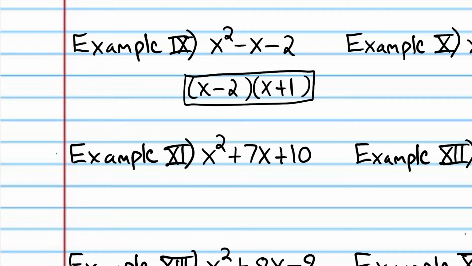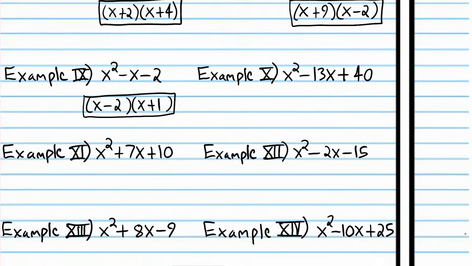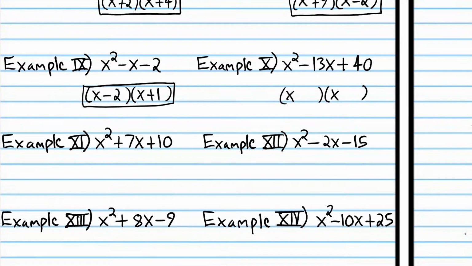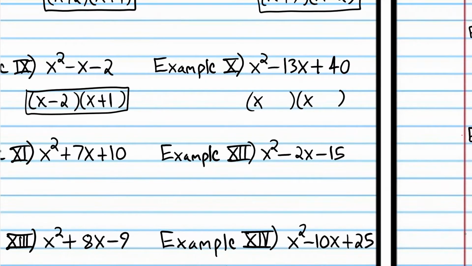So example 10, let's do another one of these. Two sets of parentheses as usual. Put your x, and we have to be really careful about the signs. These two numbers multiply to a positive, but they add to a negative. So what that means is that both of these signs have to be negative.